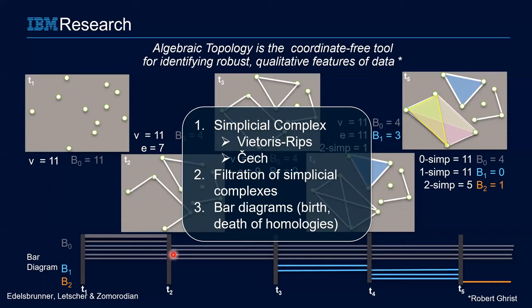And then you saw the summary here in terms of bar diagrams, but essentially what you're seeing is the birth and death of homologies or these cycles. Now we have these 3 steps and we can apply it to our problem. So let me give you a quick example of a problem where we literally used this notion of homology or holes to solve a problem.